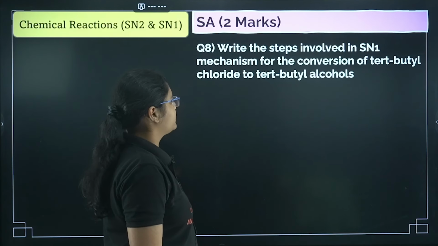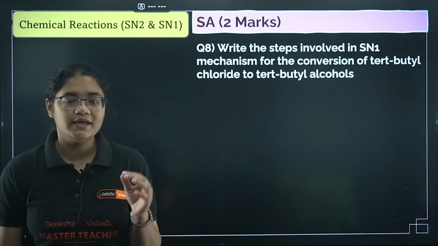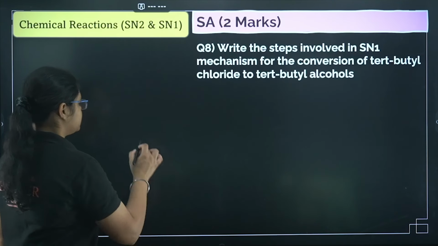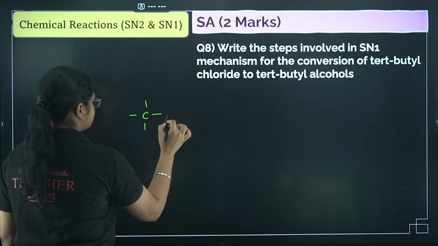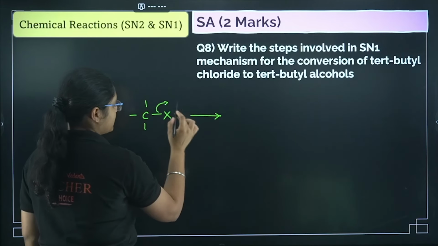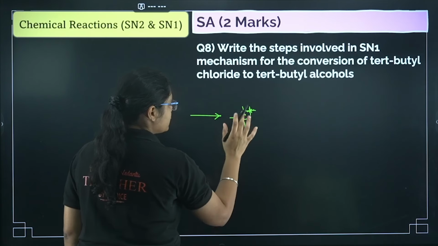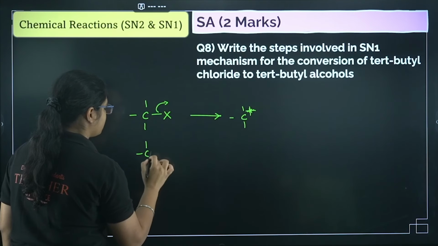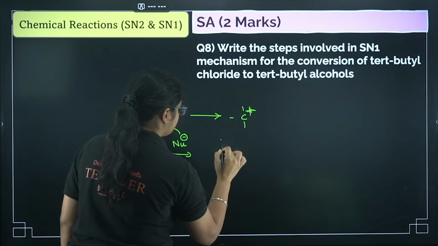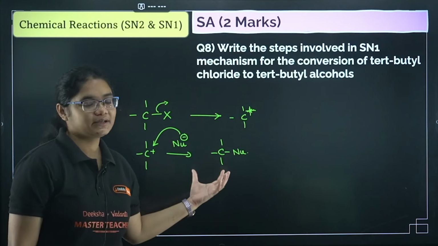Next, write the steps involved in the SN1 mechanism for the conversion of tert-butyl chloride to tert-butyl alcohol. The SN1 mechanism, as we know, involves two steps. I'll give you an example. Suppose this is our tertiary halide. In step 1, X goes out and we get a carbocation formed here. Now the nucleophile can attack this carbocation, and we get Nu here. That is how the reaction takes place.